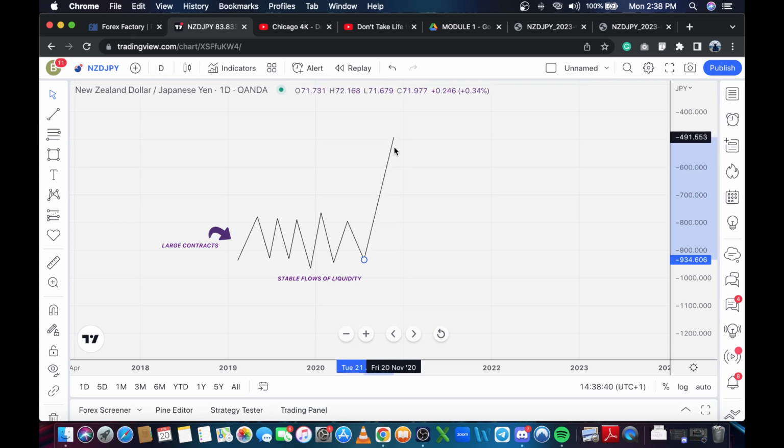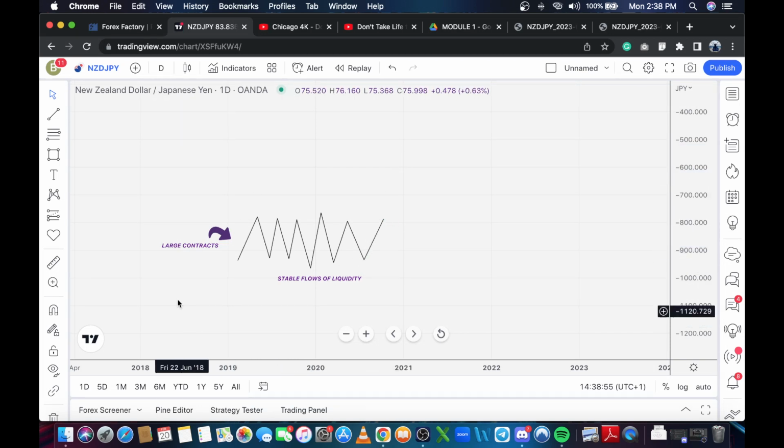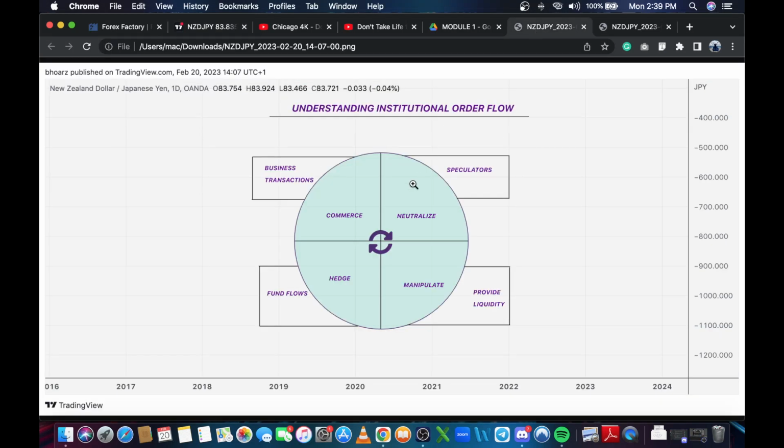Now you can wait for the return back into discount and continue into a point of liquidity where the transactions here can be counterparty to. That's what you can wait for. But the entire process of institutional order flow starts with an influx of orders via transactions coming to the marketplace. So that is the first step of the process: commerce, business transaction. And then we go into neutralizing.